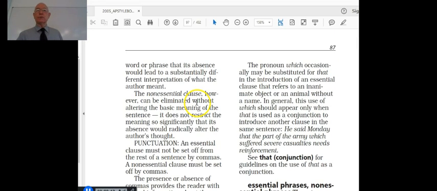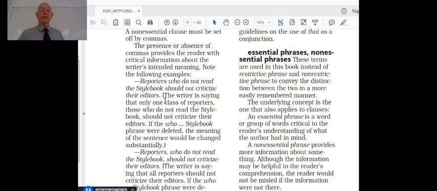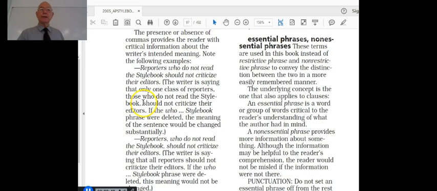So maybe it doesn't destroy the, how do I say this? Okay, well, anyway, like a non-essential, like I said, doesn't change the meaning. So a non-essential clause, however, can be eliminated without altering the basic meaning of the sentence. It does not restrict the meaning so significantly that its absence would radically alter the author's thought. Punctuation: an essential clause must not be set off from the rest of the sentence by commas. A non-essential clause must be set off by commas. So they have some examples.